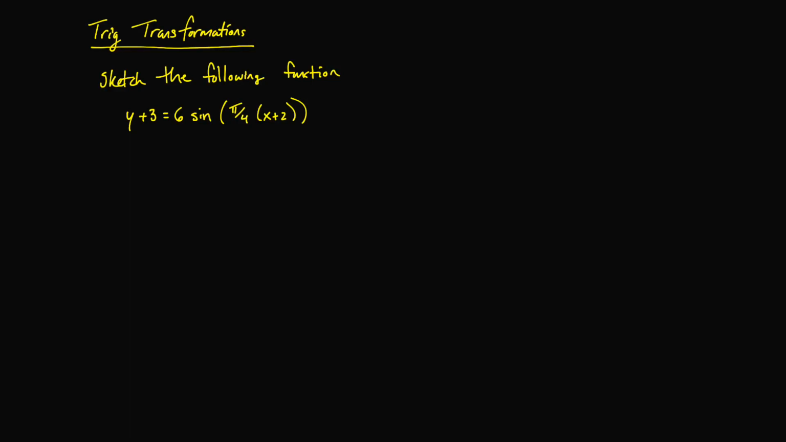Alright, so going forward, you might think, oh my god, what do I do? Well, the first thing is to try to put it in a form that we're used to, which is y equals a sine b(x minus c) plus d. Okay, so let's put it in that form. I'm going to subtract 3 and just set this up as y equals 6 sine pi over 4, parentheses, x plus 2, in this case minus 3.